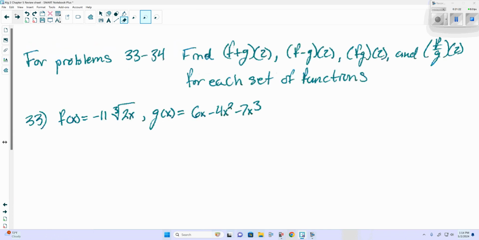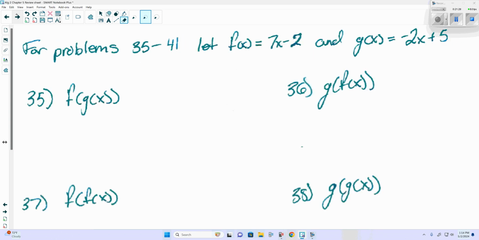33 through 34. Find f plus g of 2, f minus g of 2, f times. It's not that y'all can't do these. These are more time consuming than they're worth, so I'm not putting those on the test.